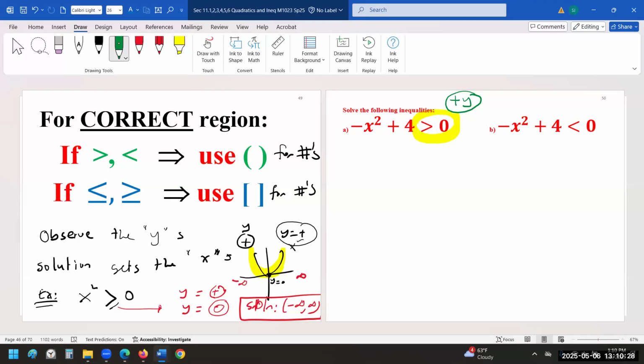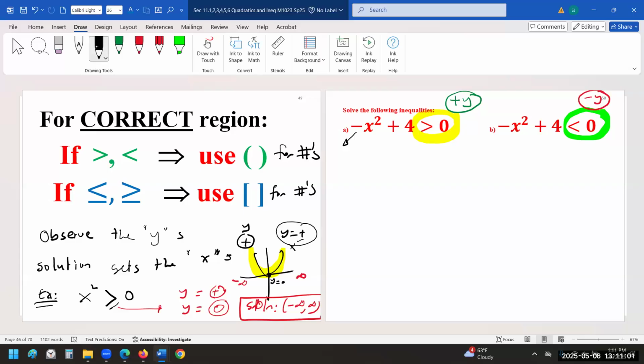But in B, we have the expression less than 0. So which type of y are you looking for in B? Strictly negative. They have the same question, but in one part you're looking for strictly positive, and in another part you're looking for strictly negative y. Now let's graph it.